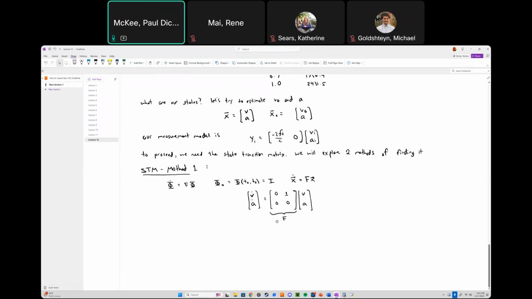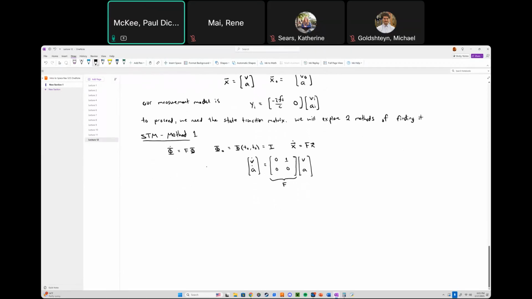In this problem, because we know that phi is going to be a 2 by 2 matrix, we can divide phi into 4 scalars, like so. The matrix phi is going to be phi 1,1, phi 1,2, phi 2,1, and phi 2,2.